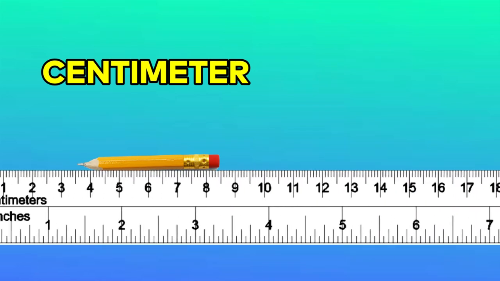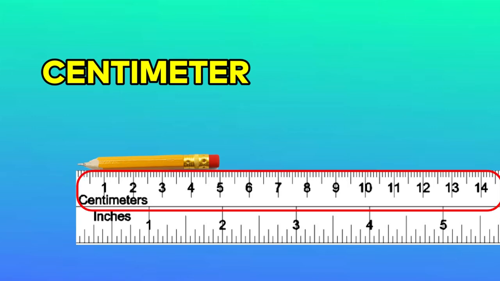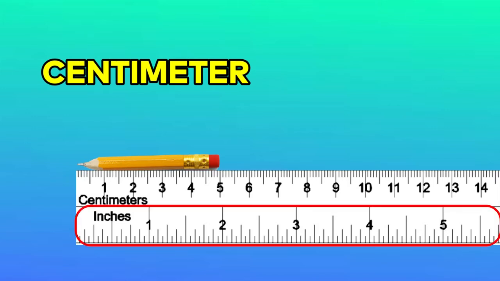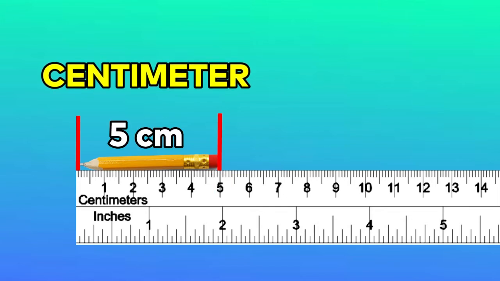The ruler is marked in centimeters on top and in inches at the bottom. To measure the length of the pencil, place one end of the pencil at the 0 centimeter mark. The other end stops at 5 centimeters. Therefore, the pencil is about 5 centimeters long.